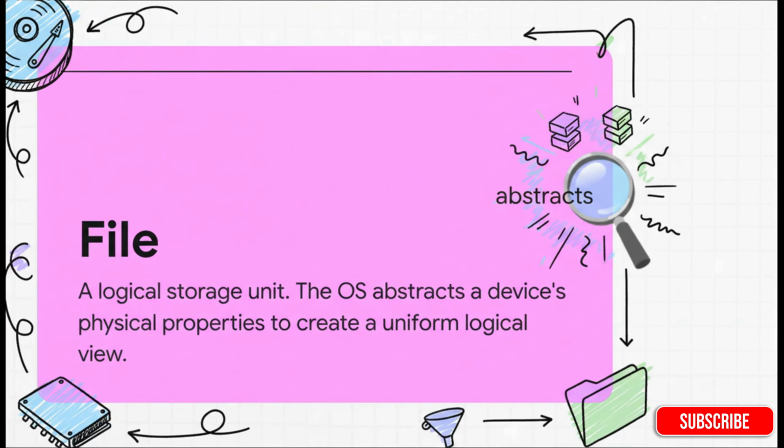Now, the key word on this slide, the really interesting one, is abstracts. Your computer doesn't actually care if your data is on a spinning magnetic disk or a super-fast solid-state drive or even a server in the cloud. The file system creates this clean, logical container, a file, so that your apps don't have to worry about all the messy physical details. It's kind of like a universal translator for data storage.